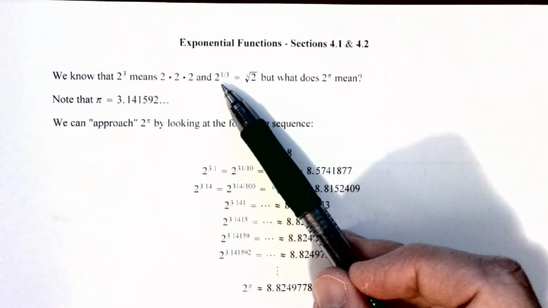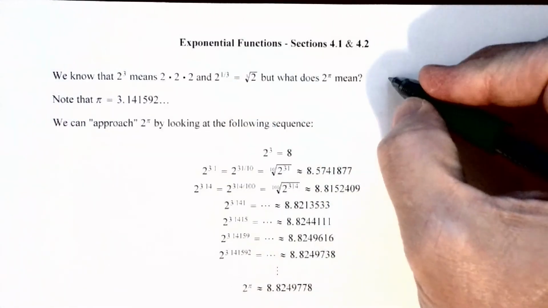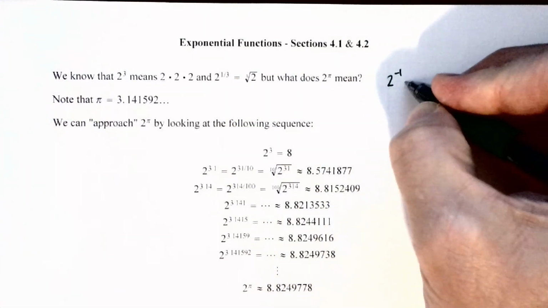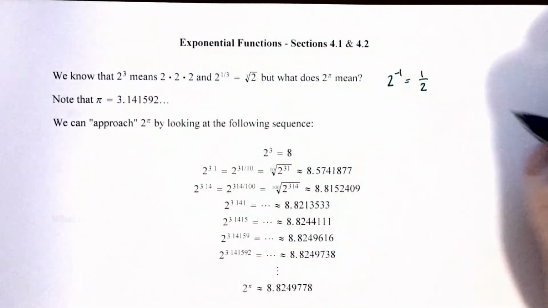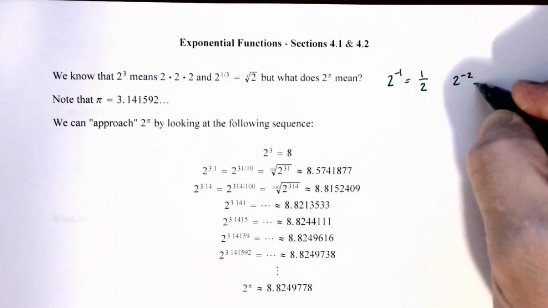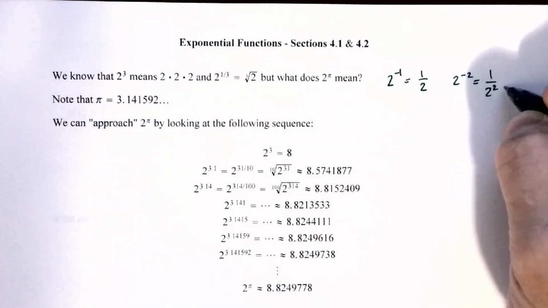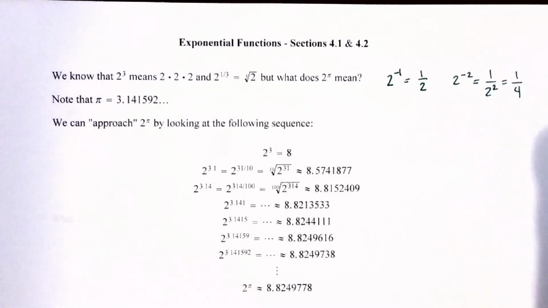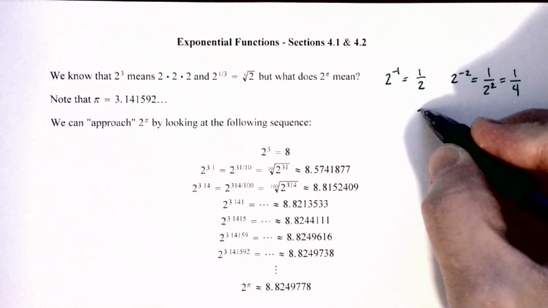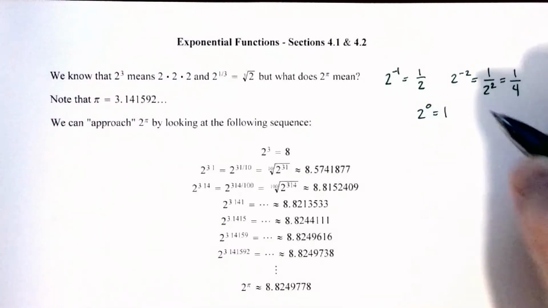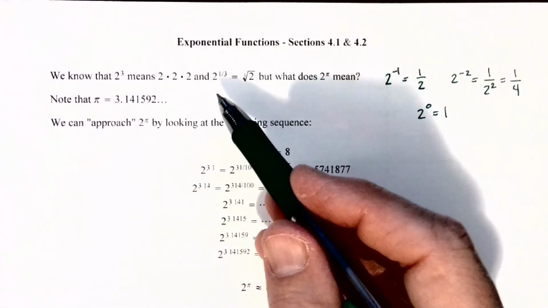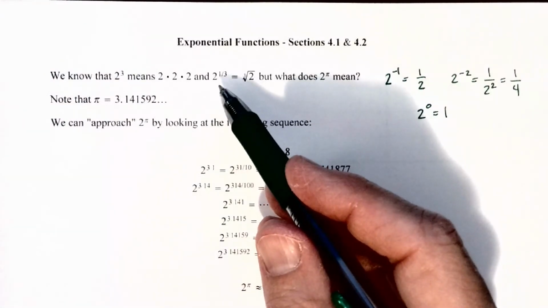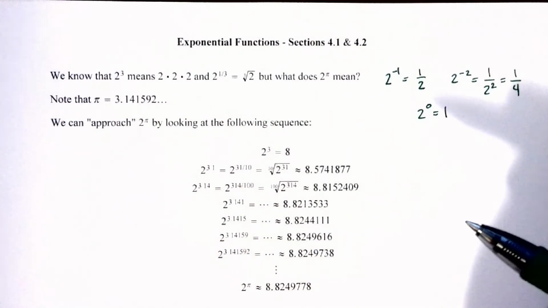We even know what it means to take 2 to negative powers, like 2 to the negative 1 is 1 divided by 2 to the first power. 2 to the negative 2 is 1 divided by 2 squared, which is 1/4, and so on. Even to the 0 power, what's 2 to the 0 power? Well, that's just 1. So if we have any rational number, even fractional, we know how to deal with it.